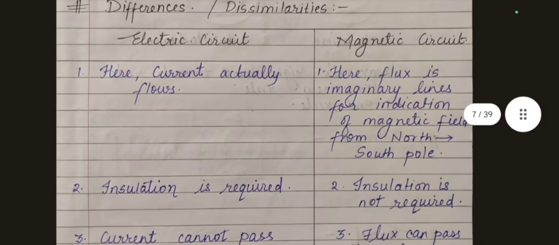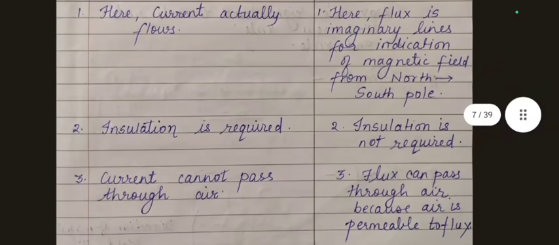Now, what are the dissimilarities between electric and magnetic circuit? The very first point you can write: in electric circuit current actually flows, and in magnetic circuit flux is imaginary lines. Have you ever seen what flux is? No, flux is nothing but imaginary lines, an indication of the magnetic field from north to south pole. So the flux is just an indication of the magnetic field, remember. This was the first difference.